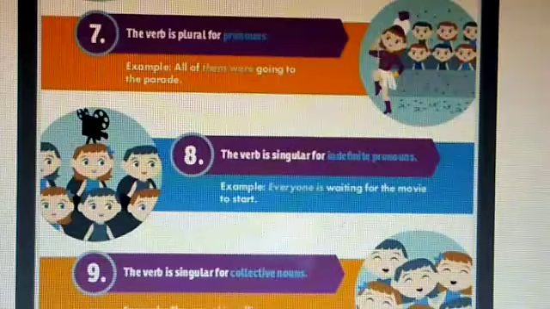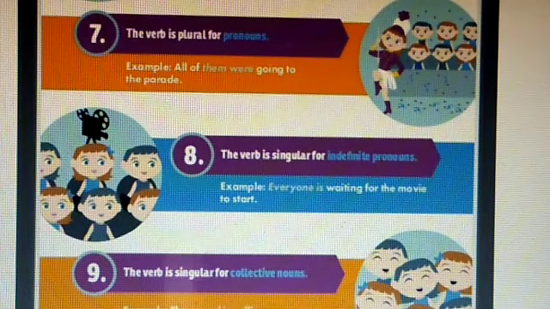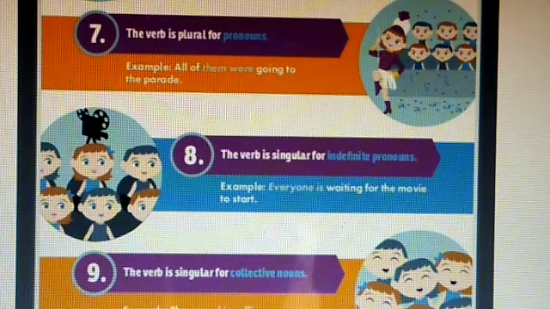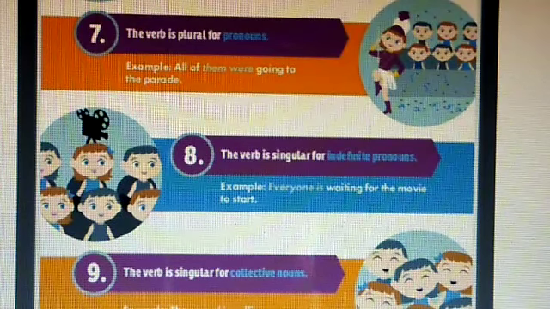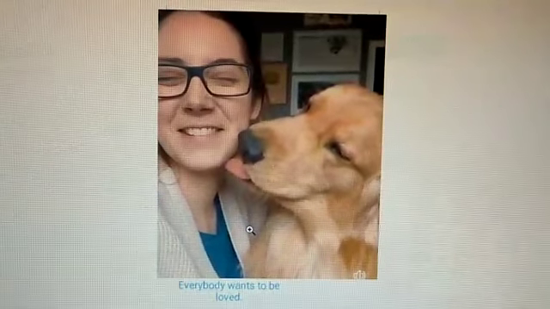Dear students, the eighth one is, the verb is singular for indefinite pronouns. What do you mean by indefinite pronouns? A pronoun that does not refer to any person, amount or thing in particular. So example, you can see everything, anyone, all comes also, it is singular only. Example, everyone is waiting for the movie to start. You can see in the picture. Everybody wants to be loved.